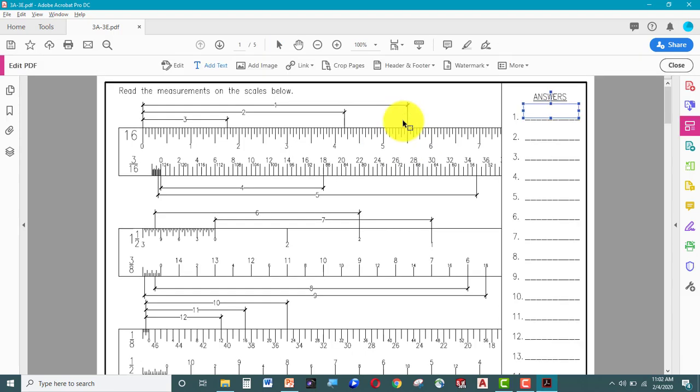5.5 is a decimal value though, and since this is a fractional scale, you would write the answer as 5 1/2 inches.